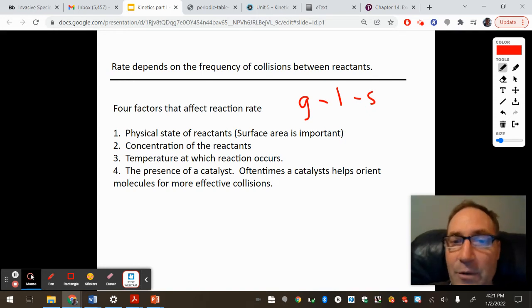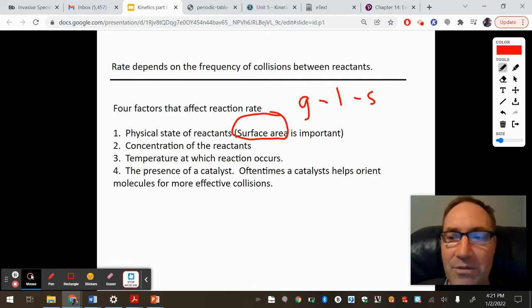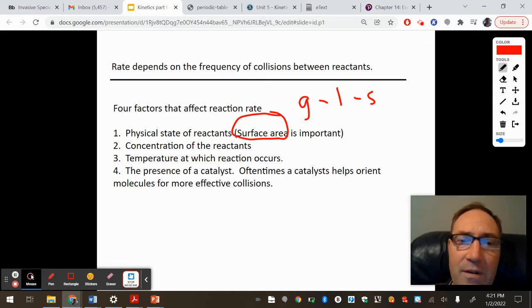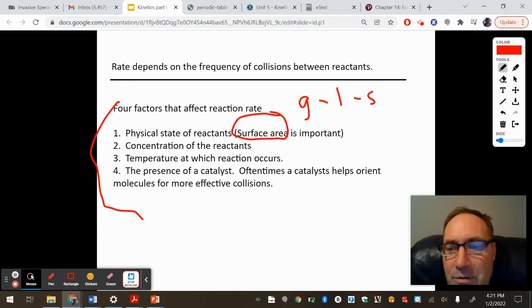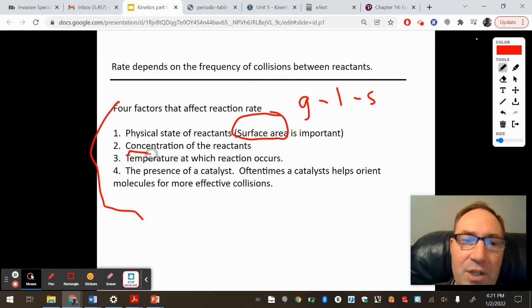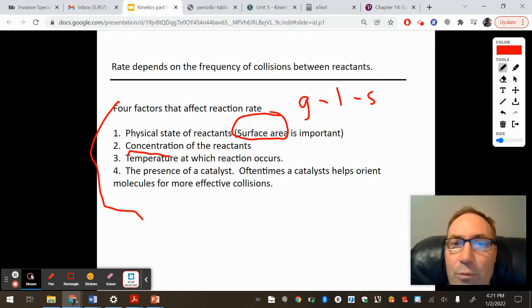Now, if it is a solid, surface area is important. Surface area is like how big the size of the material is. Powdered tends to react faster than chunks of it. Concentration of reactants matters. Sometimes during chem lab, they're going to ask you all these conceptual things all the time. They like this. If something's going too slow, I was like, add more acid, right? Well, if you up the concentration, you're going to get more collisions, and the rate, or how fast it's going to go, is going to go up.